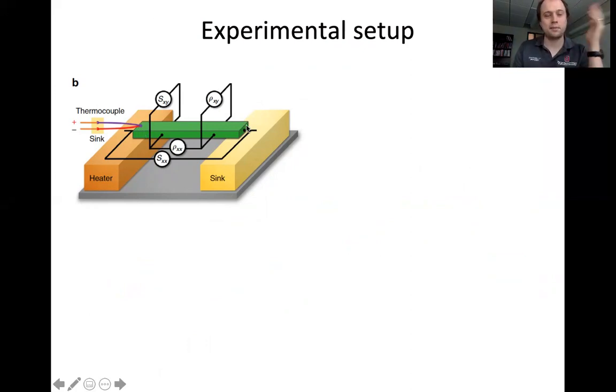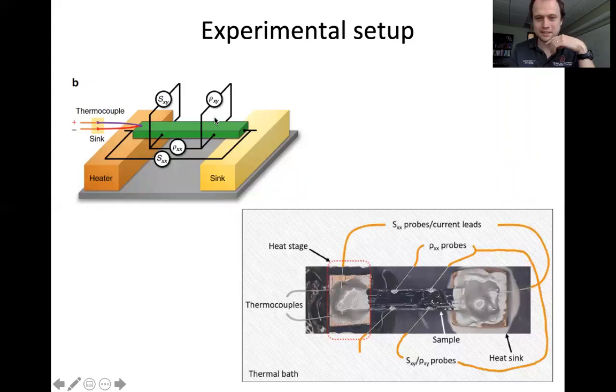allow you to access both the Seebeck coefficient, the SXX, normal thermal power, as well as SXY, the Nernst coefficient. And then you have voltage probes also allowing you to read off the resistivity rho XX and rho XY. So an actual picture of the device looks something like this.